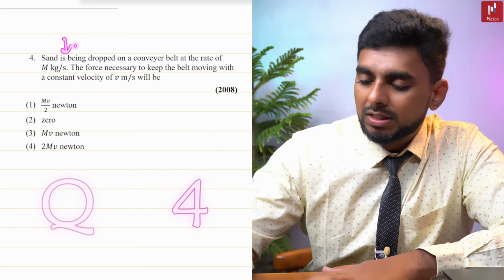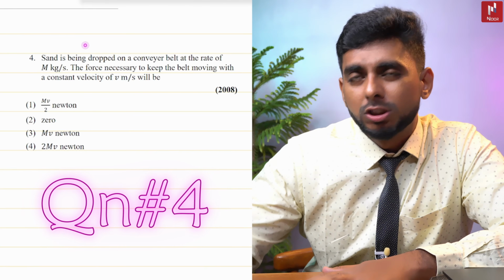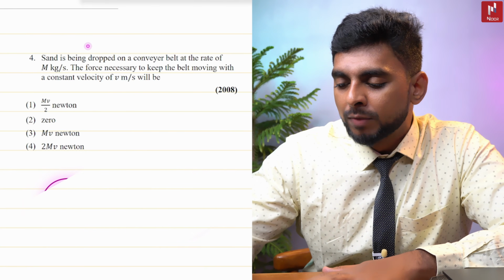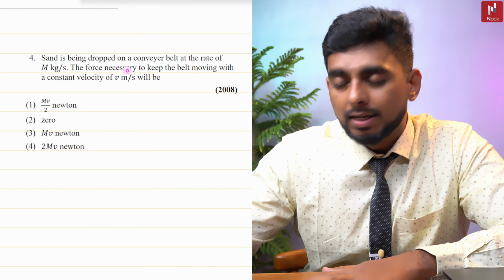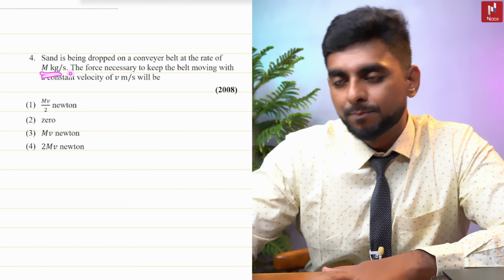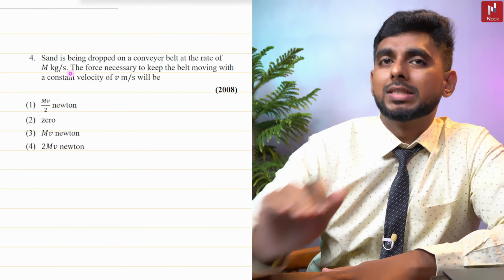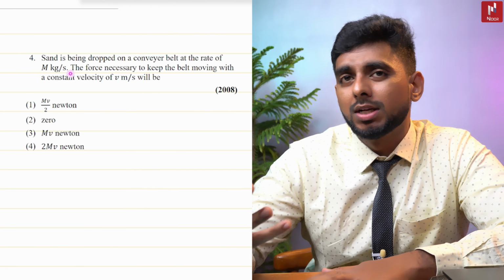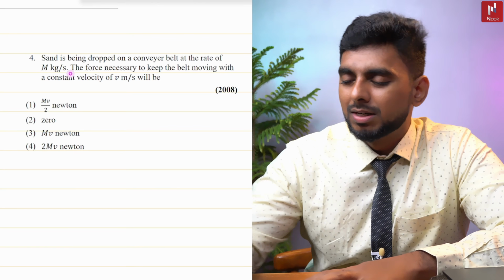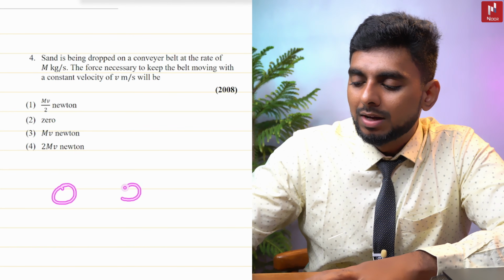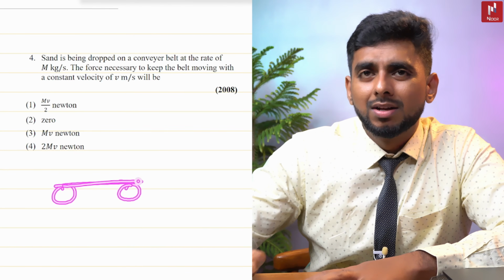This sum is kind of easy, but the only thing is you'll have to have conceptual understanding of the sum, right? Let's see what the sum is. Sand is being dropped on a conveyor belt at the rate of m kg per second. So you have a conveyor belt which is carrying some material. In this situation, that object is like sand. Which means your conveyor belt is something that you should have known. You'll have two rollers and then you're going to have a sheet above it.